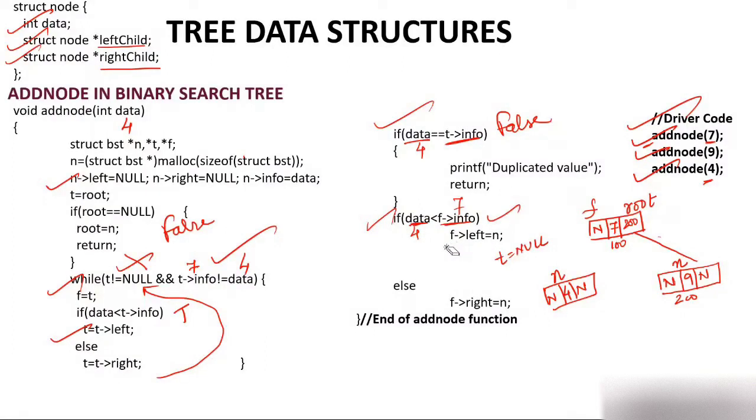Condition true. What am I doing is that F's left, this value contains what? N. What is N? Suppose the address of this node is 300. So this will contain 300. Fine. And you can see the beauty. Now this root's left is containing the address of node 4, or the node having value 4. Fine. So you can clearly see 4 is at left of 7 and 9 is at right of 7. So this code is working perfectly fine.